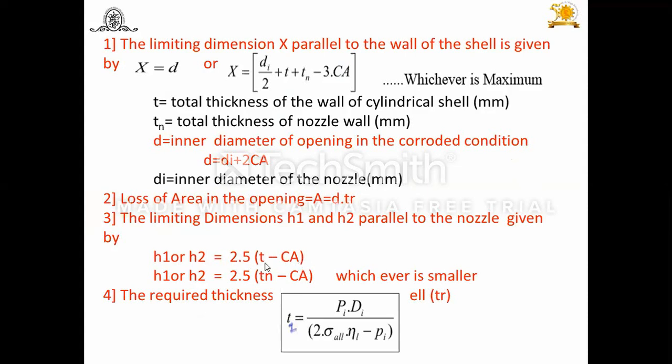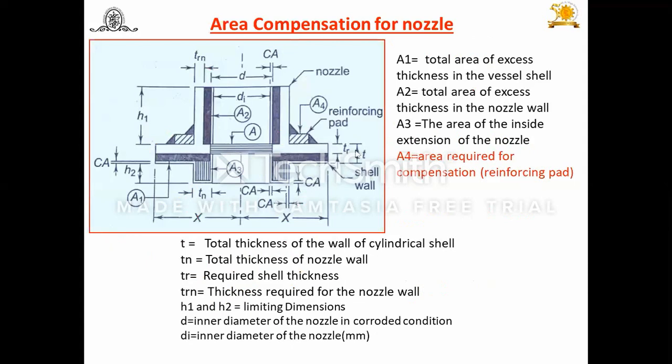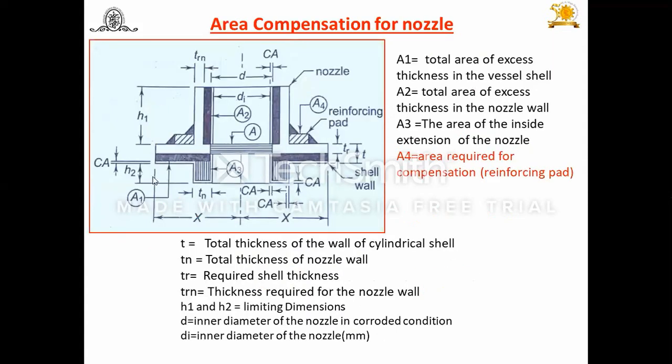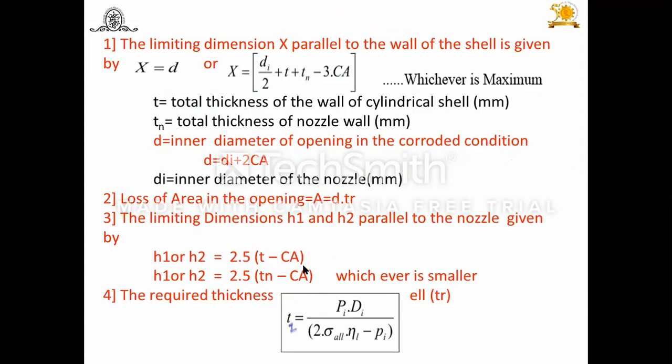T means the total thickness, T is equal to thickness of the shell plus thickness of the pad. Look at this T, Tr plus this thickness. This is T. This T minus corrosion allowance, into 2.5. And again, another expression, 2.5 in bracket, total thickness of the nozzle minus Ca. Out of these two, whichever is smaller, that is important. The h1 and h2 is taken from these expressions, but out of these two, the smaller one we have to consider, try to understand.